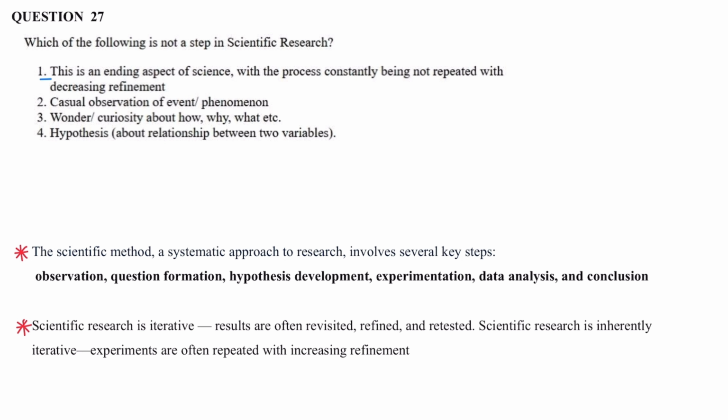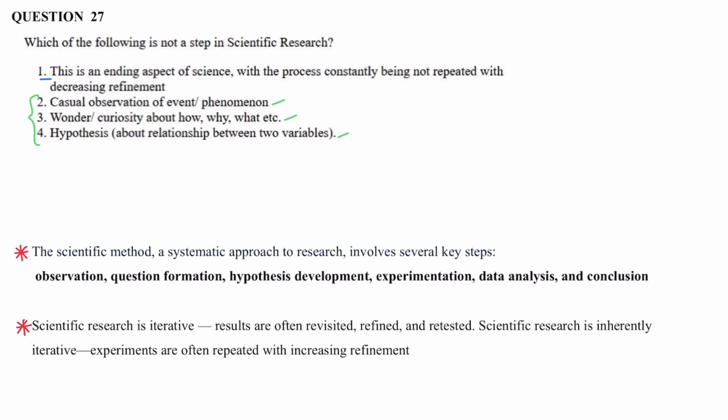Next question, which of the following is not a step in scientific research? Statement 1, this is an unending aspect of science with the process consistently being repeated with decreasing refinement. Statement 1 is incorrect. Statement 2, casual observation of event phenomenon, is correct. Wonder, curiosity about how, why, what, etc., correct. Hypothesis about the relation between the two variables. These three statements are steps in scientific research, whereas statement 1 is not a step in scientific research.